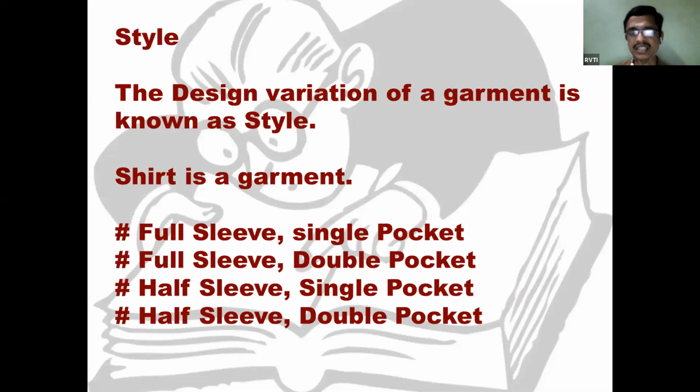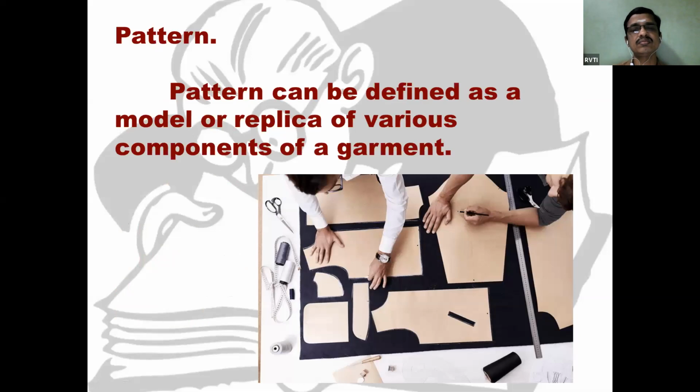For pattern making, the design and style is very, very important. And what do you mean by pattern? Already explained in the last pattern grading class. Pattern can be defined as a model or replica of various components of a garment. See, one garment has various components. A shirt is a garment. Front is a component. Back, sleeve, yoke, collar facing, cuff facing. These are the different components of the garment. For that, we are preparing the replica or model of each component. That is known as pattern.